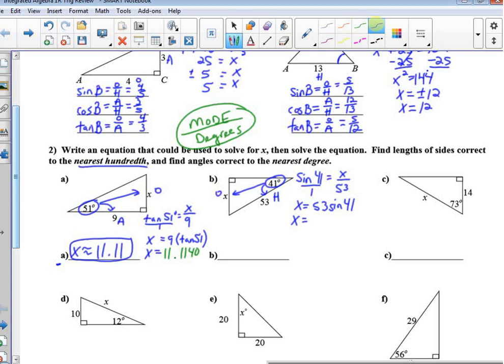And I'm going to do the same thing in my calculator. I'm just going to tell you that it turns out to be 34.77. So x is approximately 34.77.